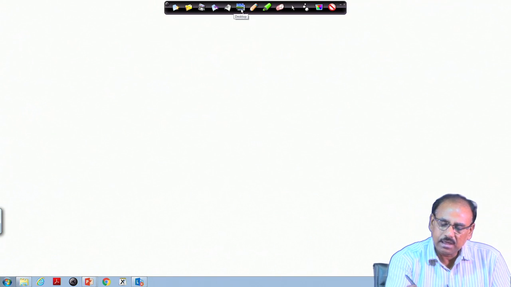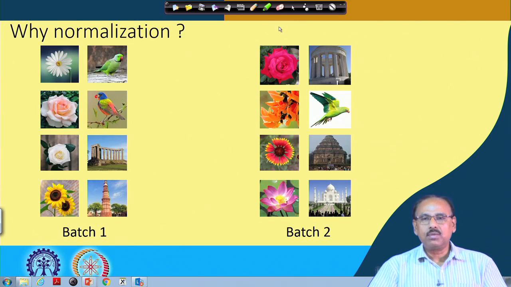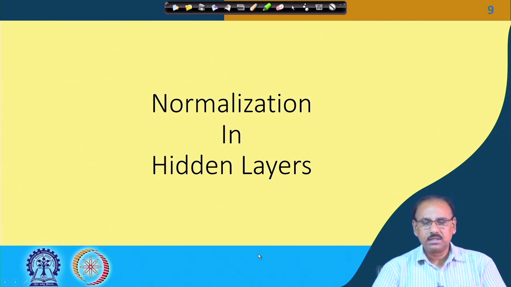Now you find that this sort of normalization, what we have discussed, is with respect to the input, because we are feeding the images to the input layer. This is applicable not only in the input layer, it is also applicable in the hidden layers as well. Why should it be applicable to hidden layers?